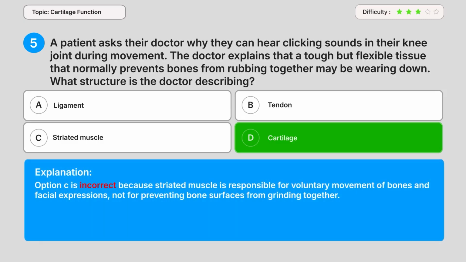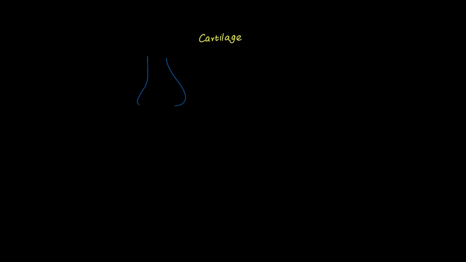Option C is incorrect because striated muscle is responsible for voluntary movement of bones and facial expressions, not for preventing bone surfaces from grinding together. This patient hears clicking in their knee, and the doctor says a tough but flexible tissue that prevents bone grinding is wearing down. That's cartilage.